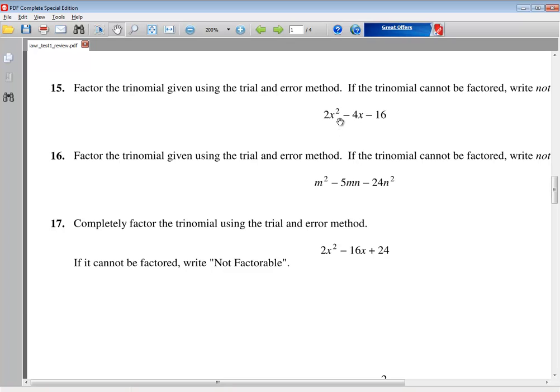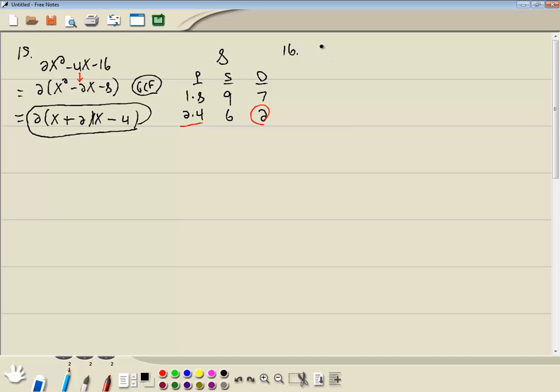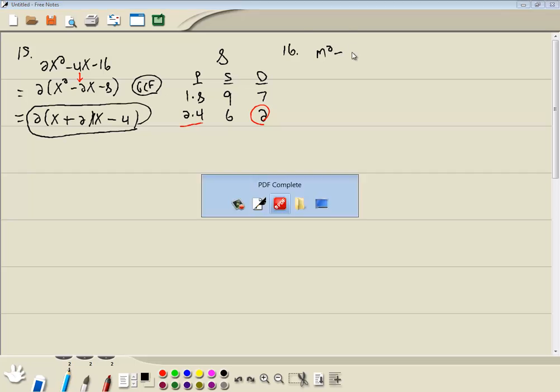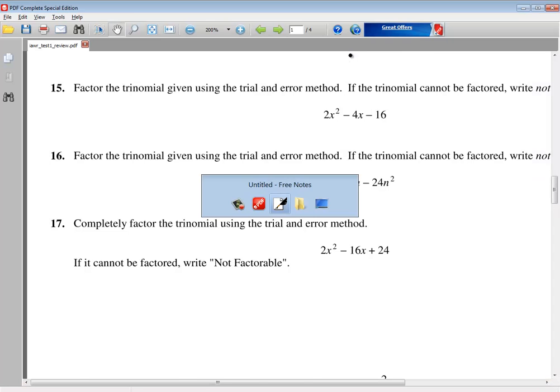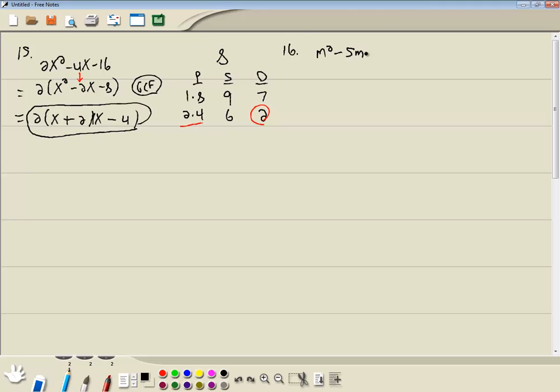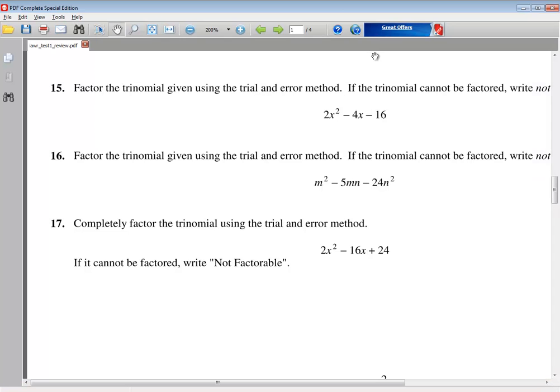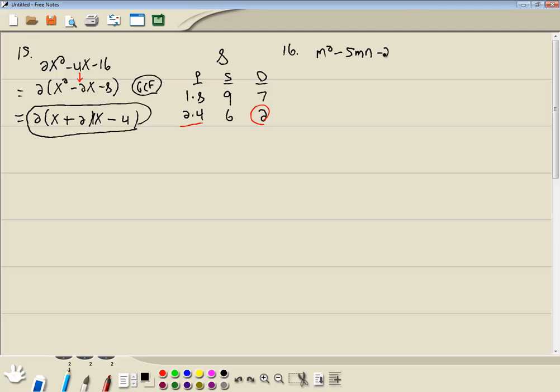16m squared minus 5mn minus 24n squared. Now there is no GCF. Grouping, form, or terms, that doesn't fit. PSD: we have m squared, no number in front of our m squared, so that fits. I'm going to take our number at the end, ignoring signs, so work with 24.